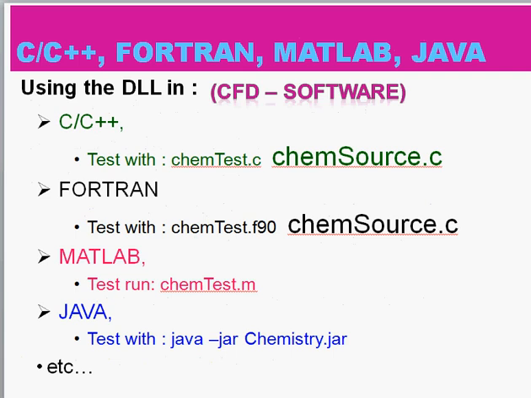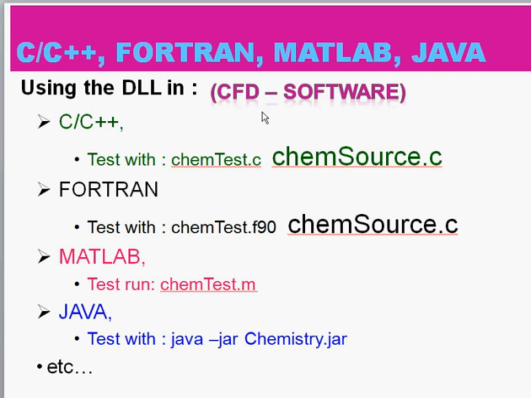Once the DLL is produced, a number of files are also produced to help the user learn how to hook up the dynamic link library with other programs. Those data which are in the DLL could then be used in any CFD software. There are a number of files which are produced to be used as test cases so that the user may learn how to hook them with any other program, which could be C, C++, Fortran, MATLAB, or Java, or any CFD software that the user possesses.